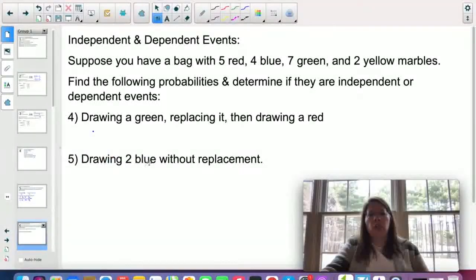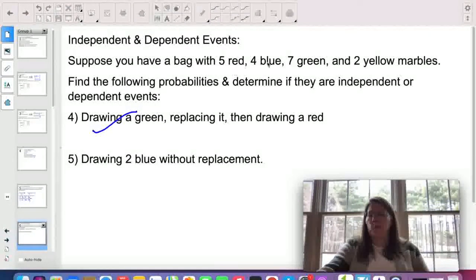Number 5, drawing 2 blue without replacement. Okay, so I'm not going to replace this time. So I'm drawing a blue the first time. So that would be 4 out of 18. Well, 4 out of 18 simplified would be 2/9. So for my first draw, I have 2/9 because there are 4 blue in the bag to begin with.